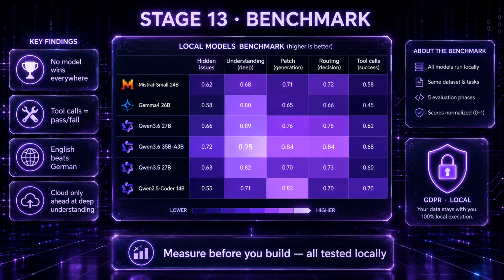Fourth finding. I additionally ran the same 5 phases on a strong cloud model as a reference point, and here's the honest answer. In intuition, routing, and tool calls, the local models are practically on par with the cloud. There's exactly one real gap: the deep understanding of code. There, the cloud model is about 28 points ahead as of June 2026. That's the only phase where local models clearly fall behind.